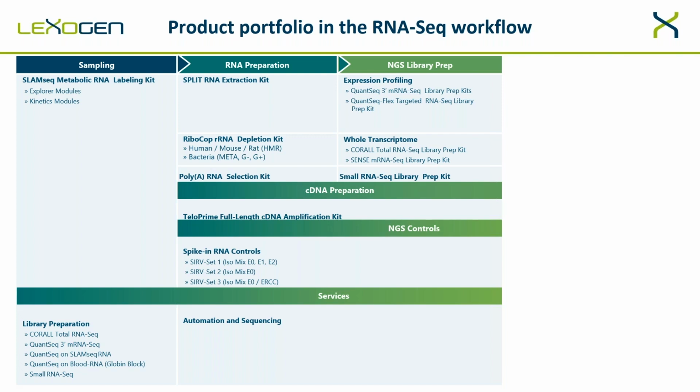In terms of NGS library preparation, we have 4 main kits depending on the needs and goals of our researchers. Quantic is our gene expression analysis kit, and I'll go into this product in upcoming slides. For whole transcriptome sequencing, we have both Coral as well as Sense. And finally, our small RNA-Seq kit allows for the generation of small RNA libraries for Illumina sequencing directly from total RNA or enriched small RNAs. Also listed here is our product for full-length cDNA preparation called Teloprime, as well as our spike-in RNA controls called SERVs. If you want more information on these products, please feel free to contact us or visit our website.